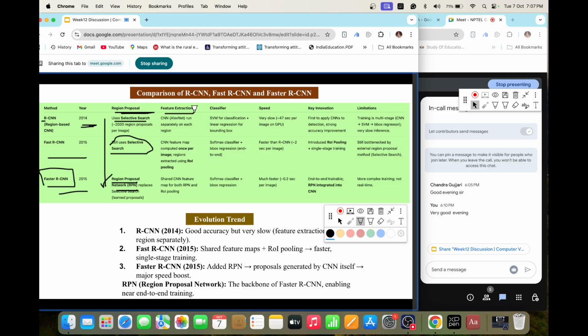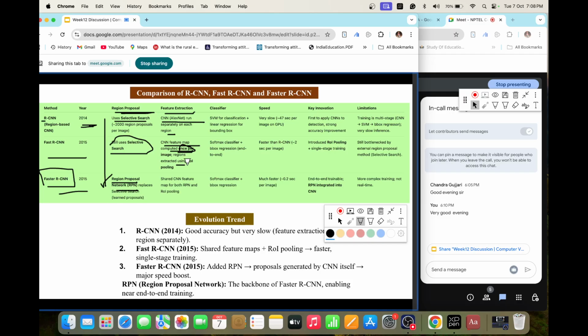Regarding feature extraction, in RCNN we use the CNN AlexNet that runs separately on each region. For Fast RCNN, the CNN feature map is computed once per image. That is why in the inference time we talk about number of proposals into convolution time in one case and 1 into convolution time in the other. So this is the modification: the CNN feature map is computed once per image, and that is why this time gets reduced.